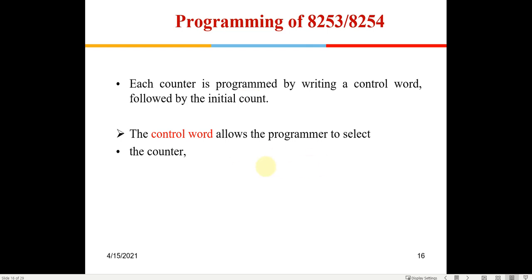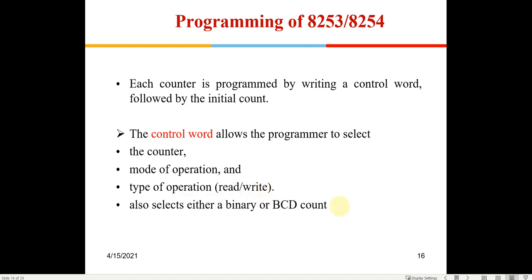The control word allows the programmer to select the counter, mode of operation, and the type of operation, whether we want to read or write, because we can read from the counter and we can write into the counter. So the control word allows that, and also whether it is a binary or a BCD count.